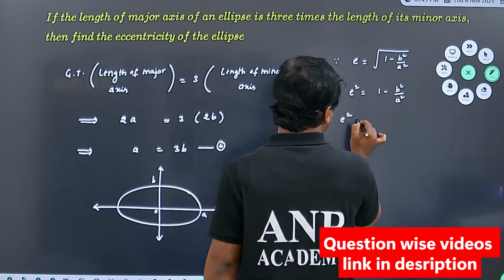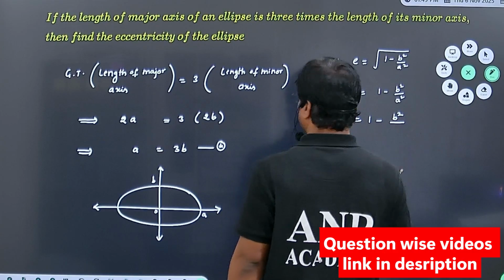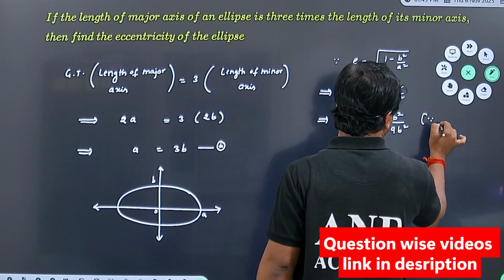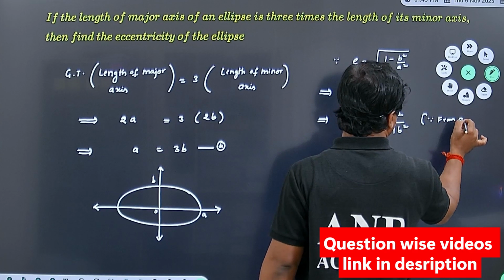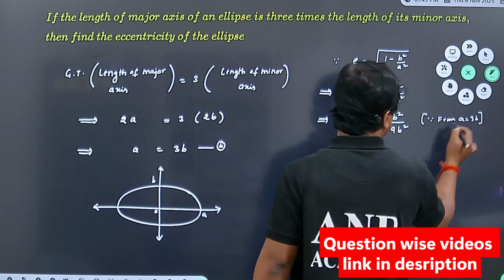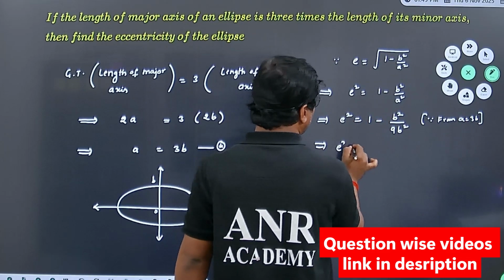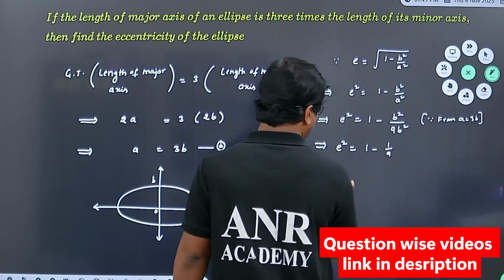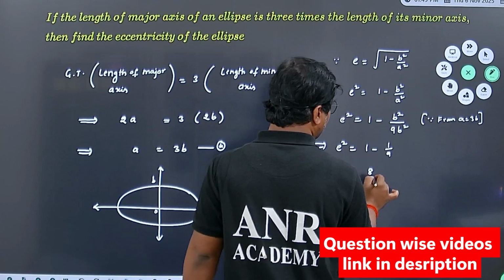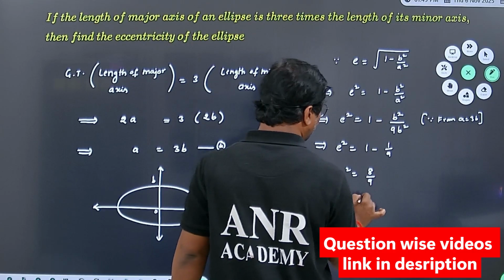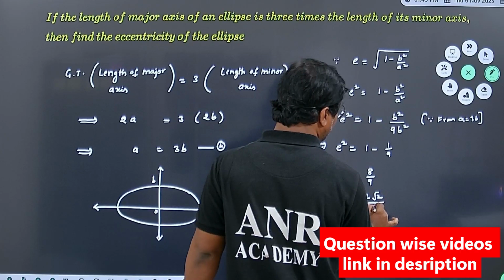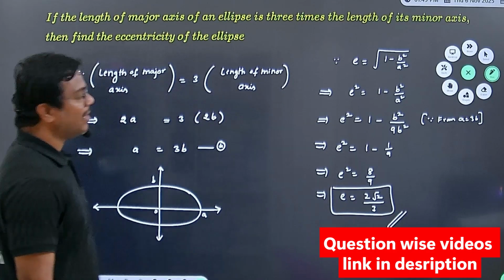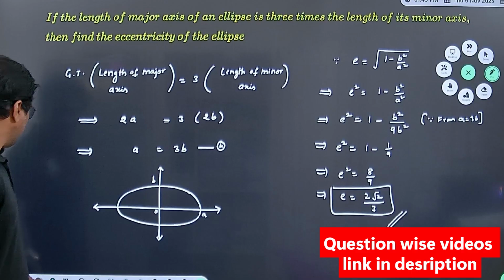implies e square equals 1 minus B square divided by A square, which from A equal to 3B is written as 9 times B square. Now on simplification, e square becomes 1 minus 1 by 9 after B square cancels, implies e square equals 8 by 9, implies the value of e equals 2 root 2 divided by 3. This is the eccentricity of the ellipse. Let us move to the next question.